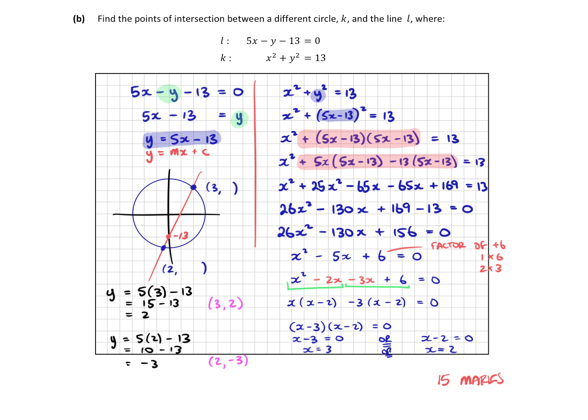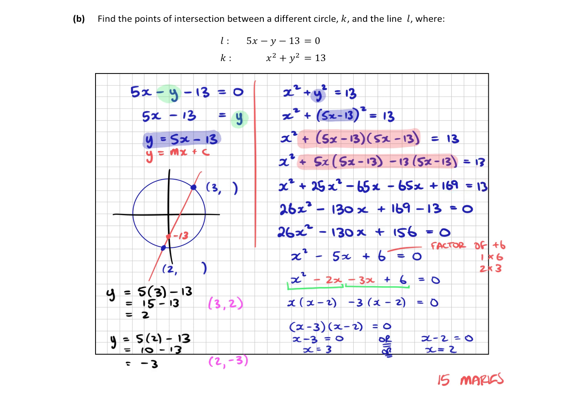Okay. The next step from there was to expand this even further. So the x squared stays as it was. The 5x times 5x gives us plus 25x squared. The 5x times the negative 13 gave us negative 65x. The negative 13 times the positive 5x gave us a negative 65x again. And the negative 13 times the negative 13, a negative by a negative gave us a positive, and 13 by 13 gave us 169. And all of that is equal to 13.